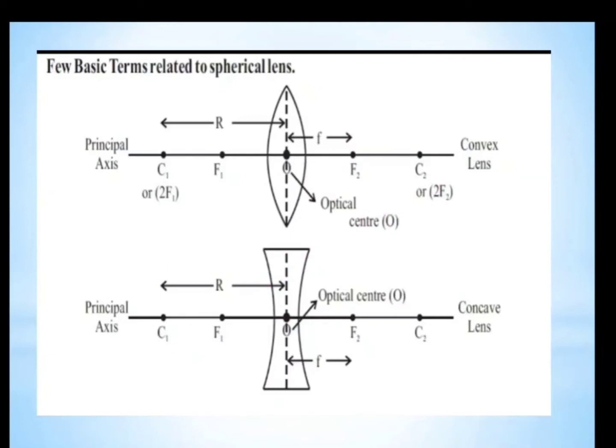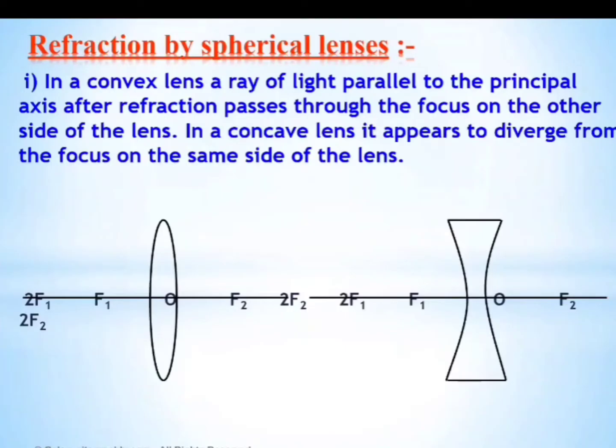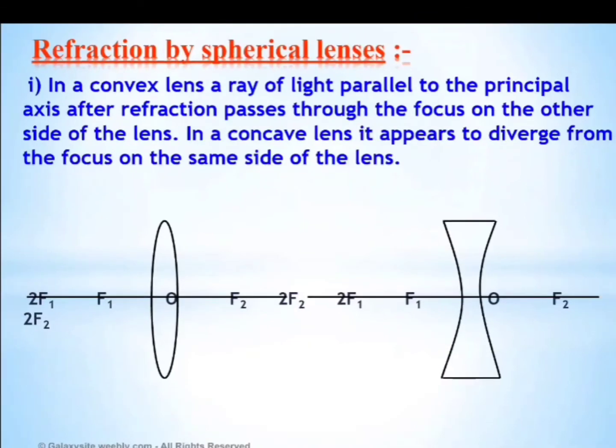Okay, now the focus is the midpoint between O and C. So the C point may be described as twice the focal length, or we can say 2f, right? So the C point may also be represented as 2f. So we should keep these terms in mind while drawing ray diagrams. We can draw different ray diagrams for the various positions of the object in front of a convex or concave lens.